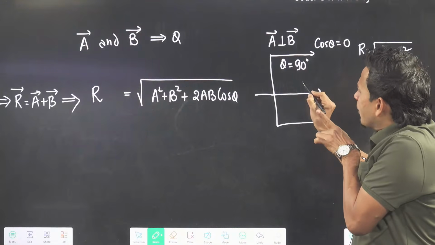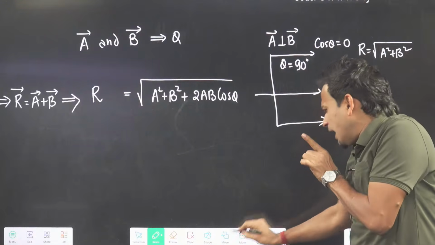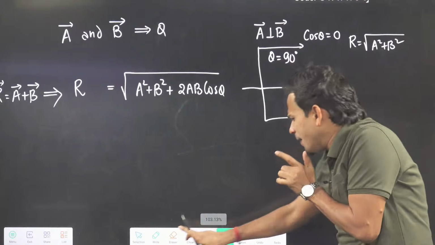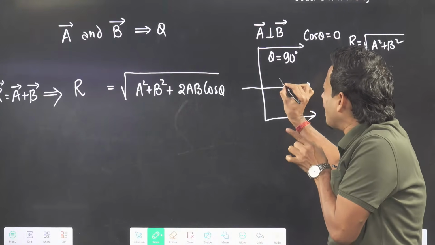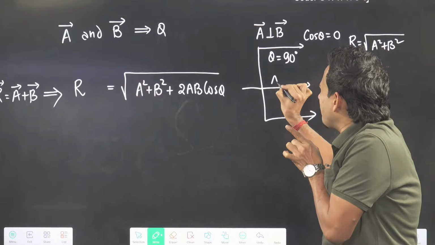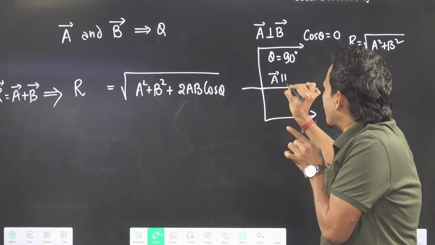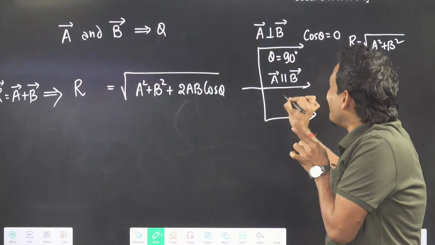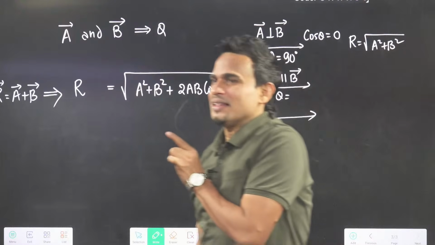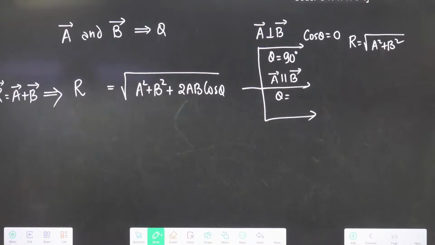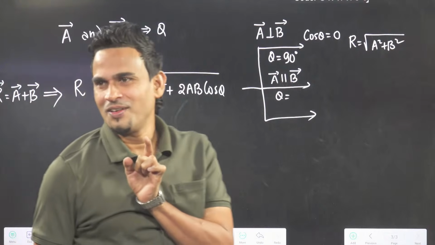Second point, they will say if both vectors are parallel. If A bar and B bar are parallel, A bar parallel to B bar, can you tell me what will be theta? A bar and B bar are parallel, then can you tell me what will be theta? What will be theta?